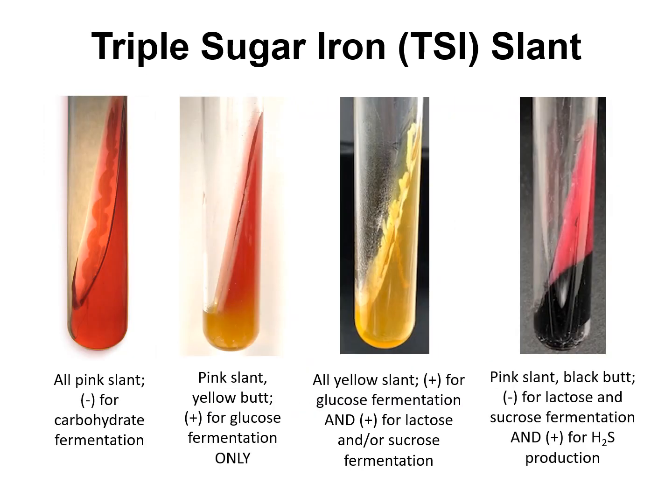So let's take a look at the results together. So right here, here's the slant part and here's the butt part. Now, if the whole entire thing stays pink, that means that none of the sugars are being fermented. None of them. Okay, so that means negative for all the sugars that are in here. And what are the sugars that are in here? There are three of them: glucose, lactose, and sucrose. So that means that none of these three sugars are being fermented.